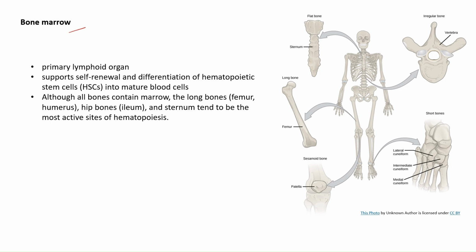Primary lymphoid organs are the organs that help in the development of lymphoid cells. Under this, the first organ is bone marrow, which is a kind of primary lymphoid organ that supports self-renewal and differentiation of hematopoietic stem cells into mature blood cells.